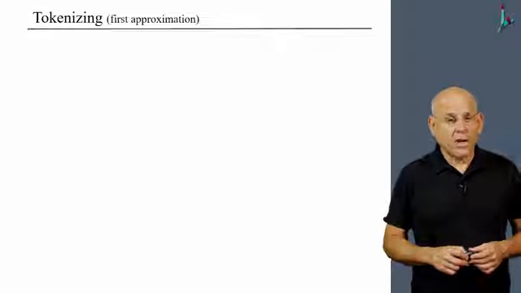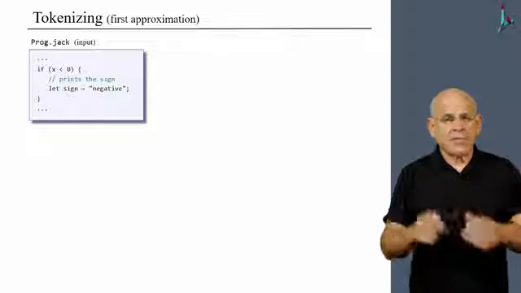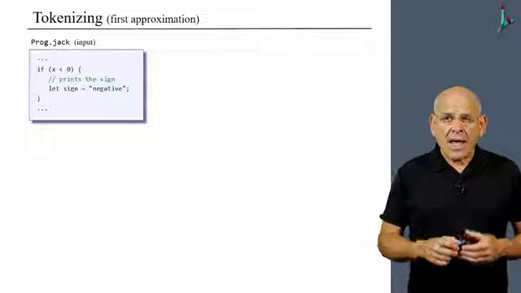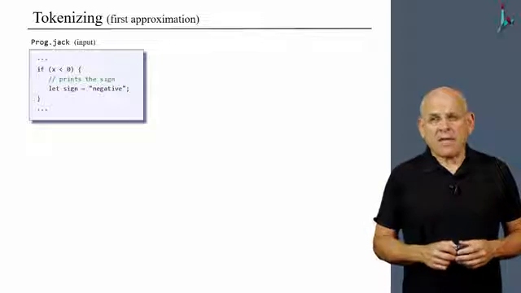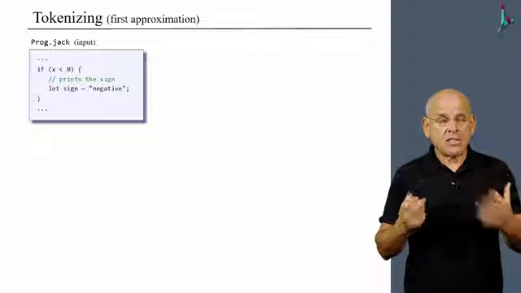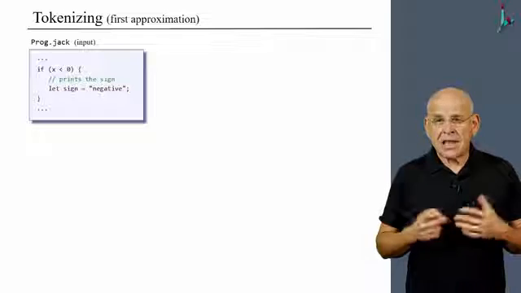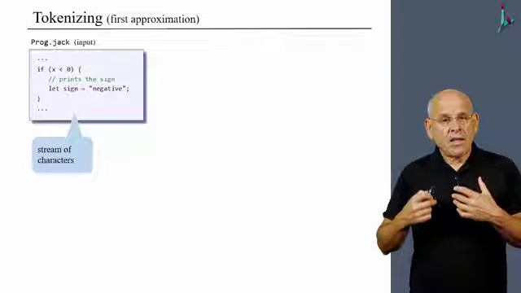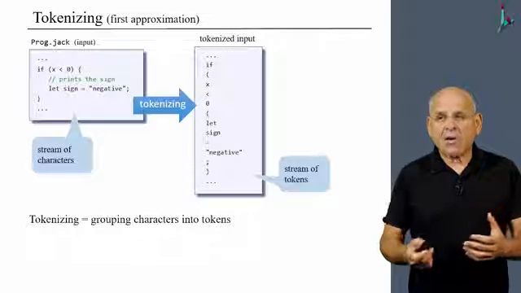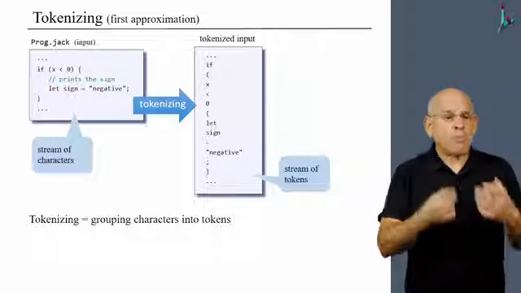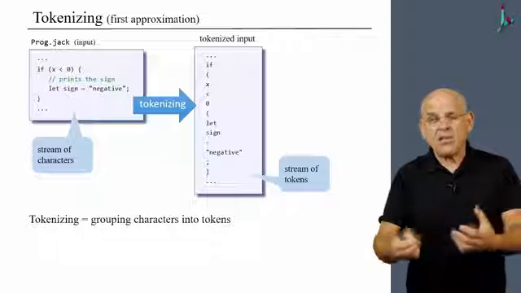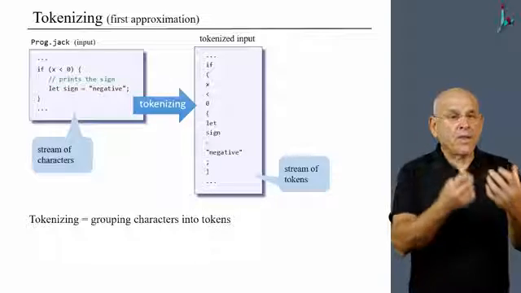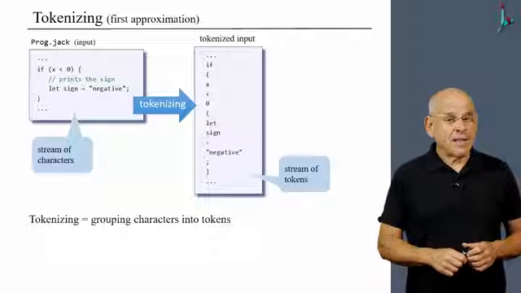So here's an example of tokenizing in action. Suppose that we have this input file, which presumably contains a Jack program. Now, the first thing that I would like you to observe is that as far as lexical analysis is concerned, this input file is nothing more than a stream of characters. And when we say tokenizing, we refer to the act of transforming this bare-bone primitive stream of characters into a stream of meaningful tokens, meaningful within the language that we are analyzing.